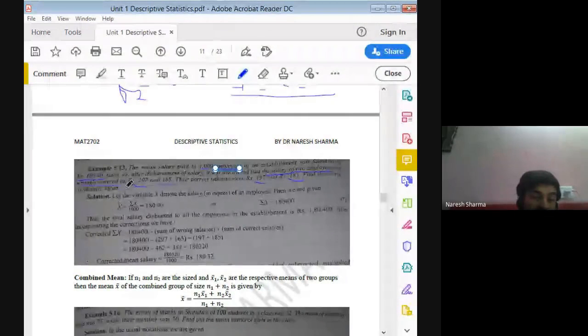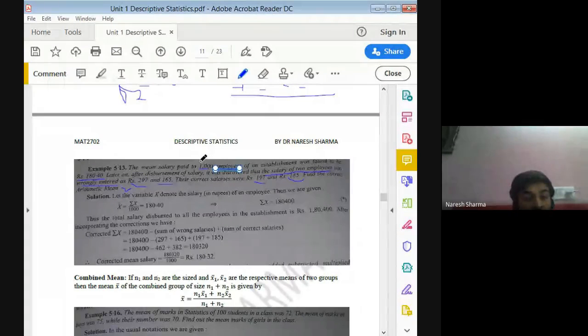So it requires the correct mean. If we have 1000 employees and the mean of their salary is 180.40, after multiplying these two, we can easily get the total salary paid. By formula, mean is X bar, which is summation divided by 1000, which is given as 180.40. Just multiply this by 1000, which gives you 1,80,400, which is your sum.